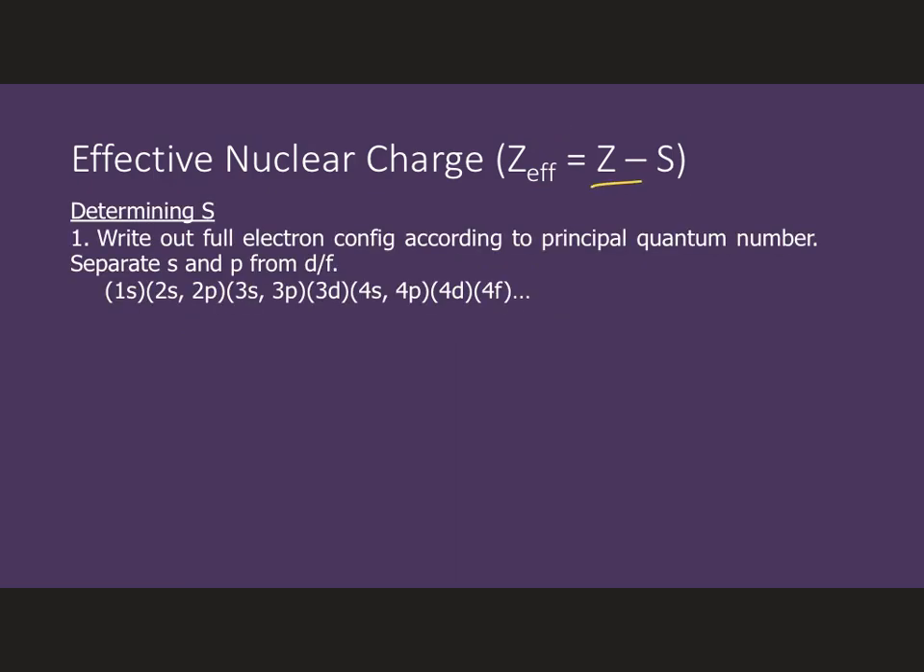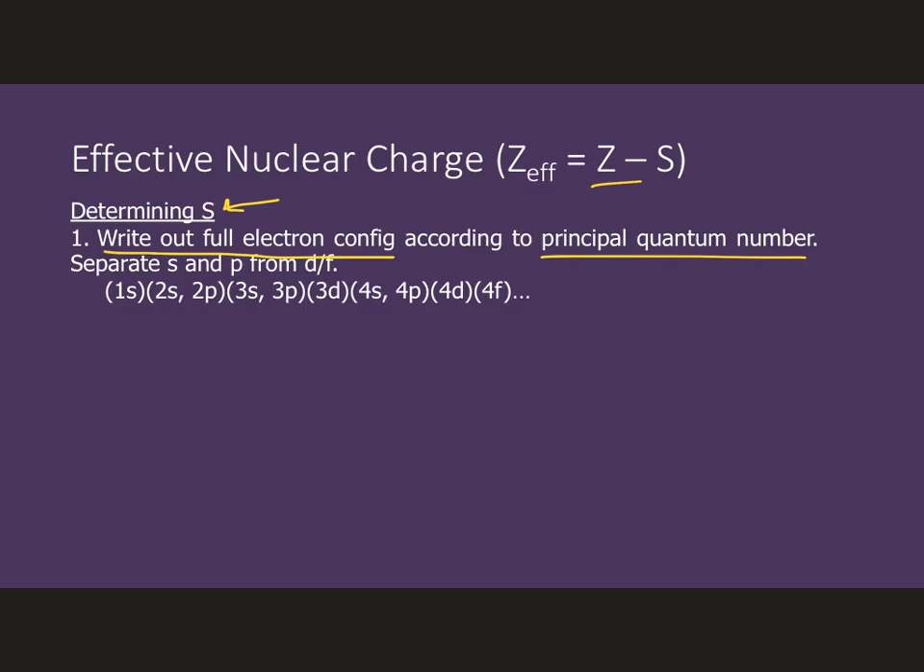Now, Z is the easy one because it's just the atomic number of the system. So really what we need to determine is our shielding value. How we're going to do this is we're going to write out the full electron configuration according to principal quantum number, and we're going to separate groups of electrons.